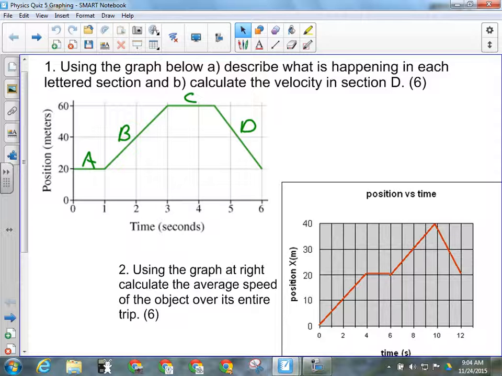Okay, and then for part B, it said calculate the velocity in each section, or in section D. All right, so in section D, if I want to calculate the velocity, there's two ways to do it, even though mathematically they're exactly the same thing. I could calculate the slope of that line, or mathematically identical to that, I could figure out its displacement in part D and divide that by the time, which would be the rise over the run anyway. Probably easier in this case, since I don't have a b or anything like that to use y equals mx plus b, to just do this.